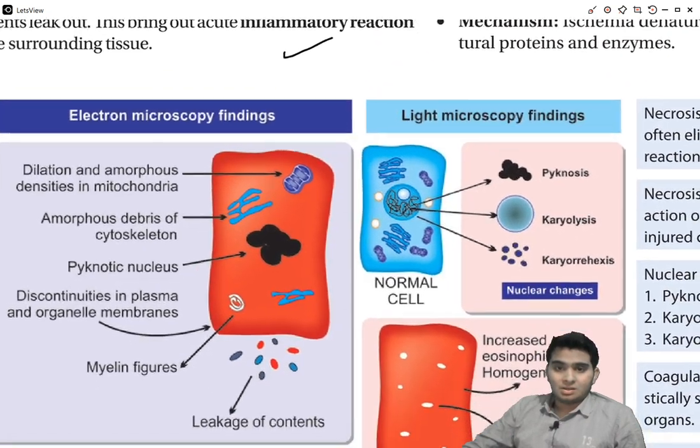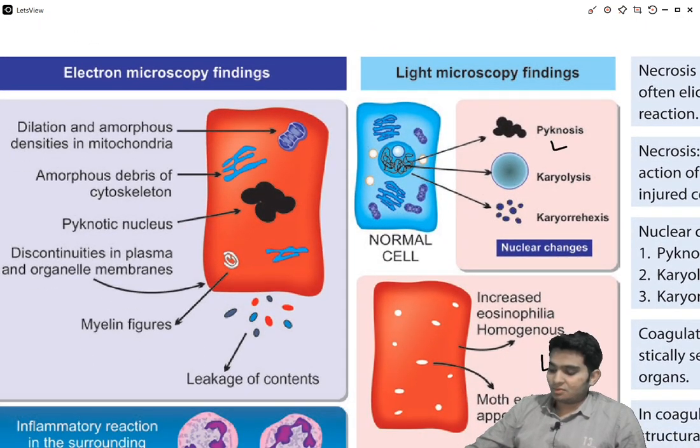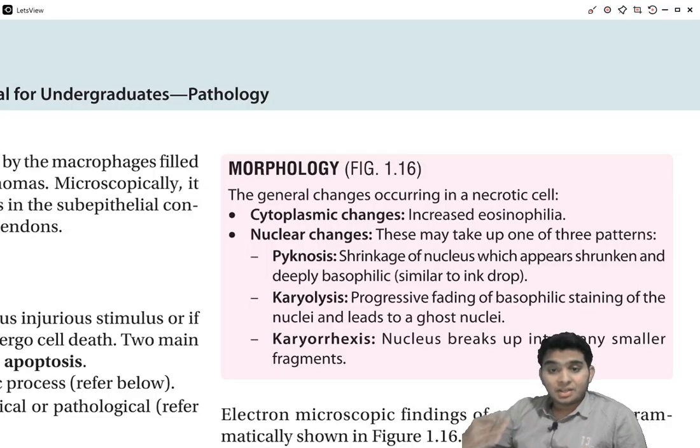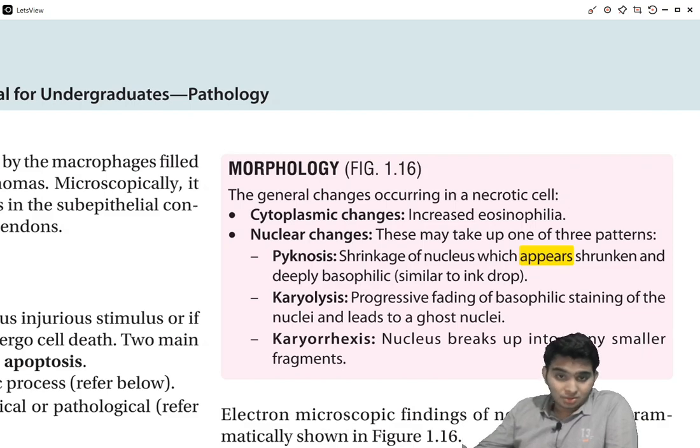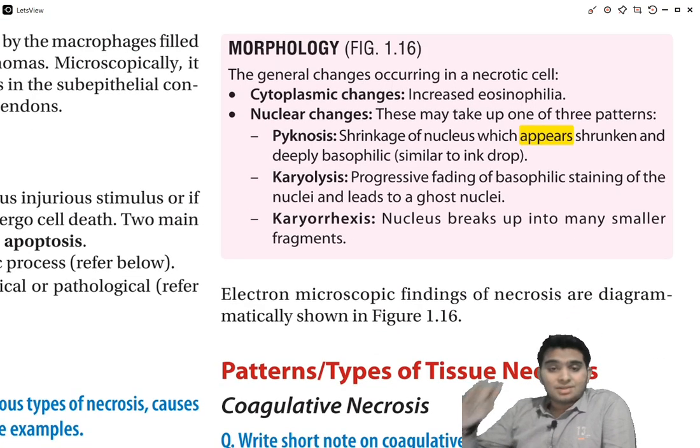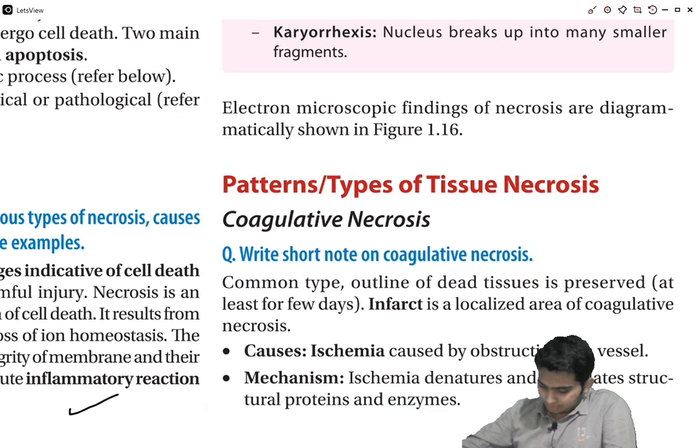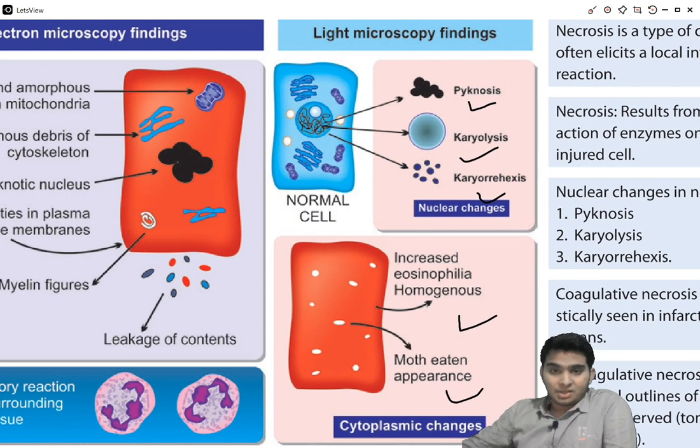Now, light microscopy findings: pycnosis, karyolysis and karyorrhexis. Pycnosis means shrinkage of the nucleus. Karyolysis means the progressive fading of basophilic staining of the nuclei, which leads to ghost nuclei, while karyorrhexis means the nucleus breaks up into smaller fragments, as you see in the diagram that the nucleus is fragmented into smaller parts.